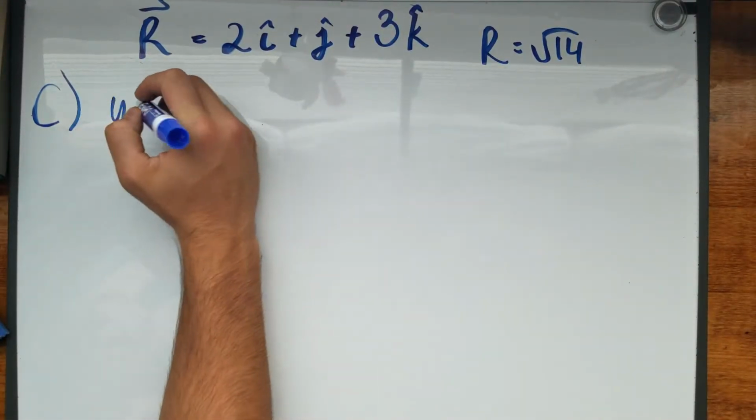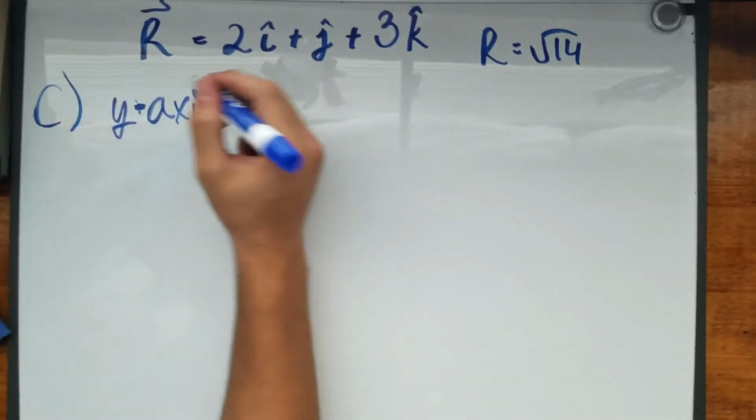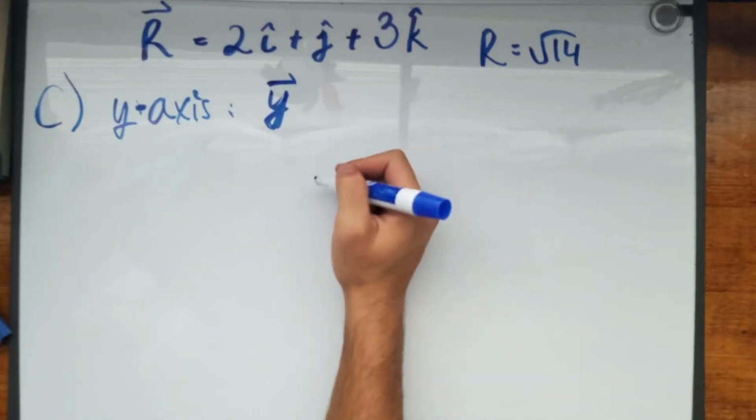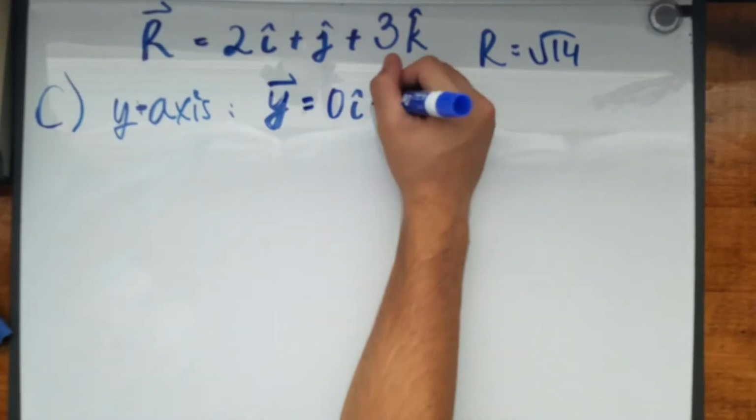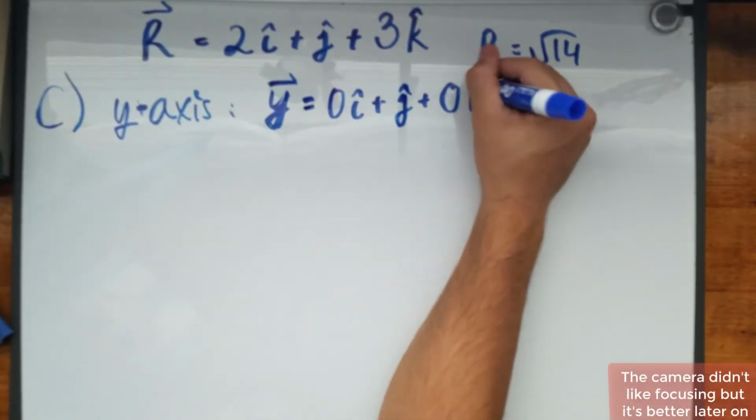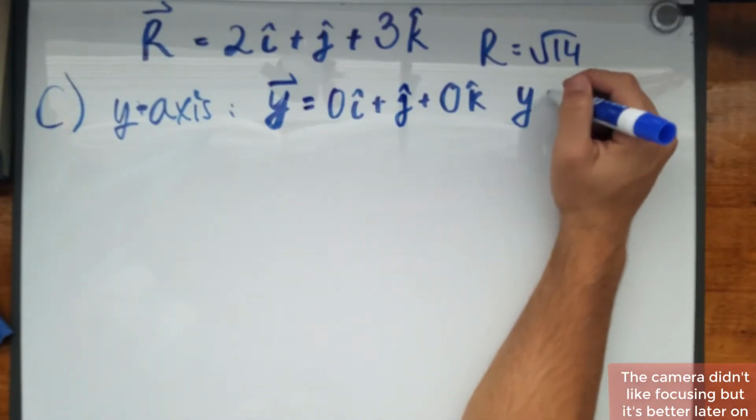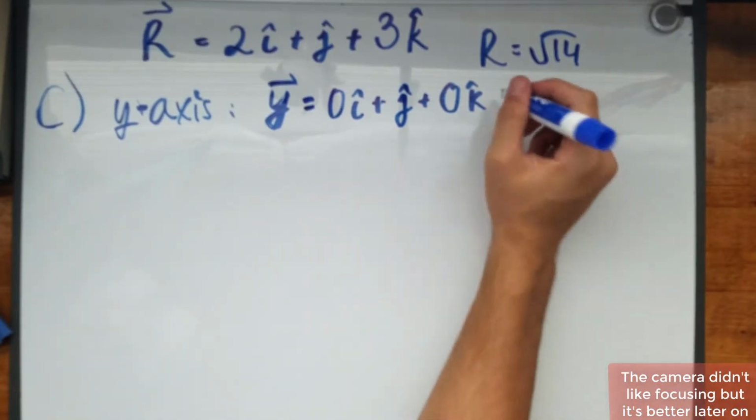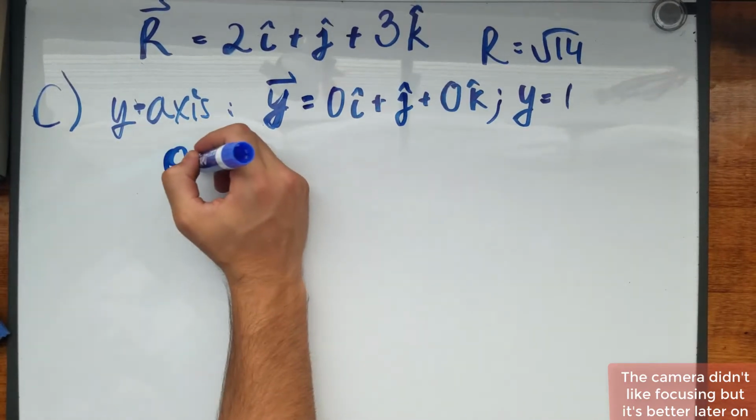Alright, and now we get to do the same thing with the y-axis. So we will label our y unit vector as y, equal to 0 i hat plus 1 j hat plus 0 k hat. And we know that y is a unit vector, so its magnitude is just 1. And so then we can actually start plugging into our formula.